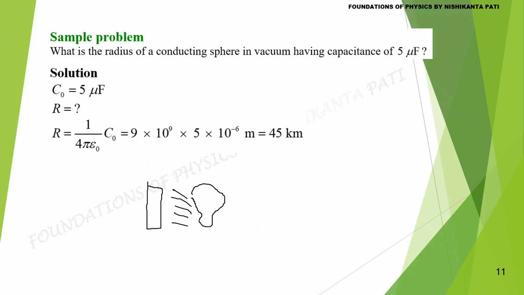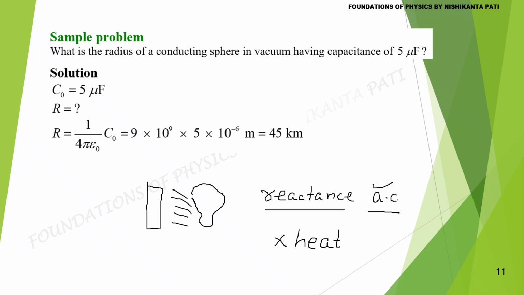So we use the capacitor for two purposes. One, for storing charge and energy, and the other purpose, the capacitor provides reactance to AC. AC means alternating current. Because of this property of the capacitor, we can reduce AC without producing heat, because the capacitor has the property that is called reactance.